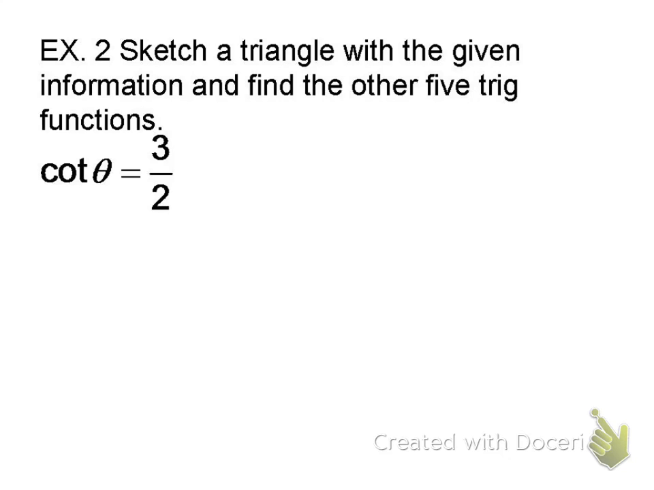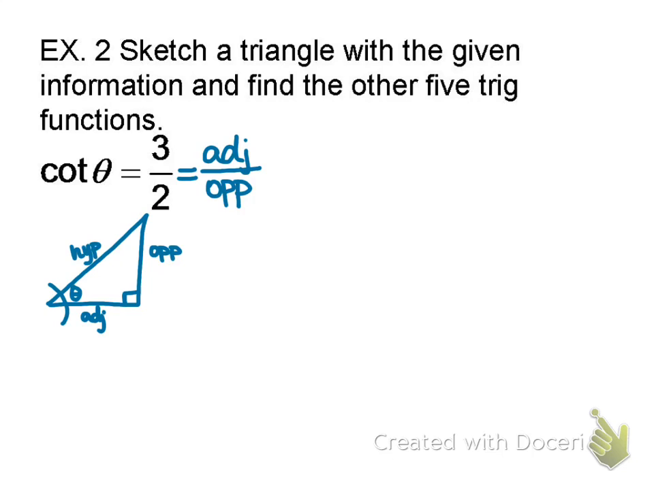Okay, number 2 wants us to sketch a triangle with the given information and find the other 5 trig ratios. So it says that the cotangent of our angle is 3 over 2. And if you remember from our trig ratios, cotangent is the adjacent over the opposite side. So if I draw a right triangle and label from an angle opposite, adjacent, and hypotenuse, I can plug in the values that they gave me. So 3 is the adjacent side and 2 is the opposite side.